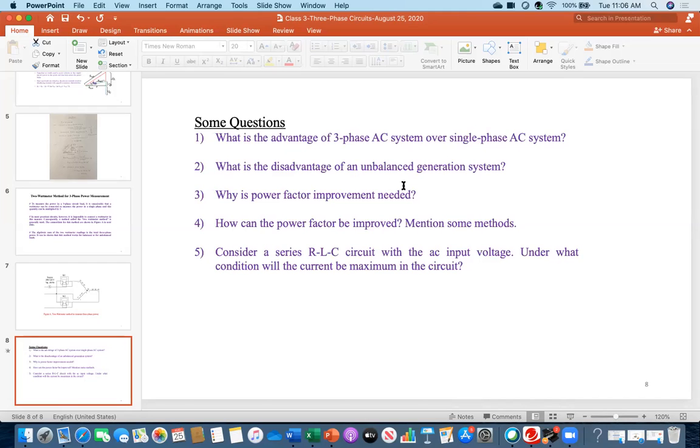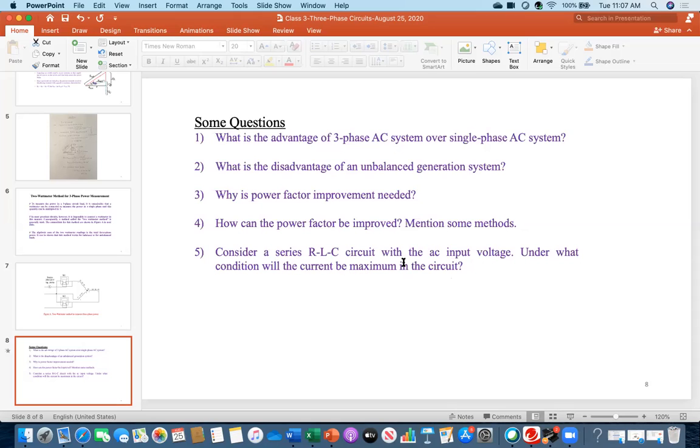What's the disadvantage of an unbalanced system? Why is power factor improvement needed? How can the power factor be improved? Consider a series RLC circuit with the AC input voltage. Under what condition will the current be maximum in the circuit? You all know the answers to 1 through 4, so let me discuss this one in a minute.